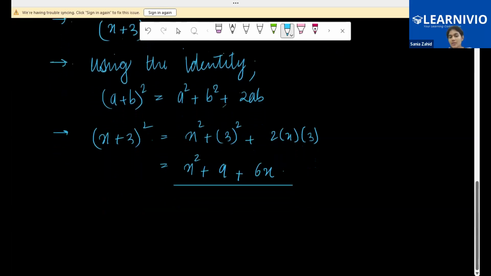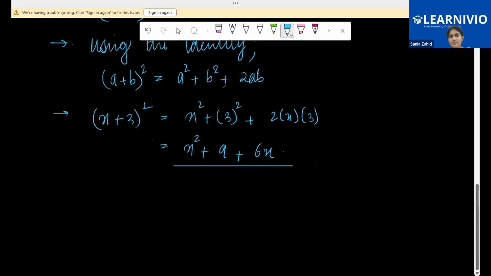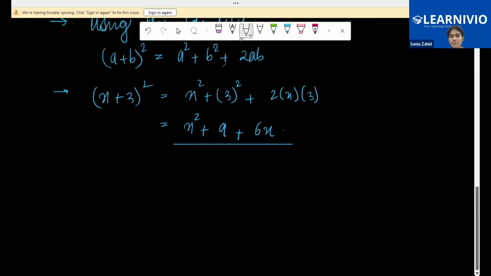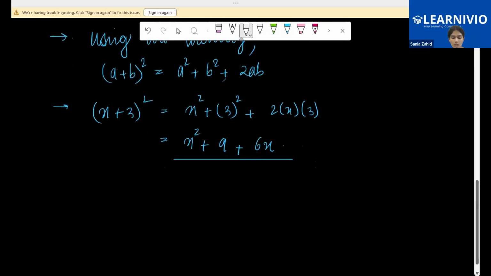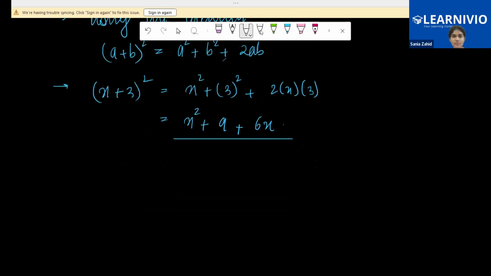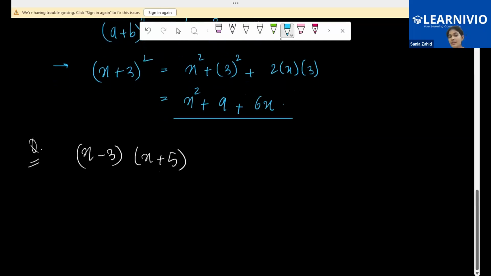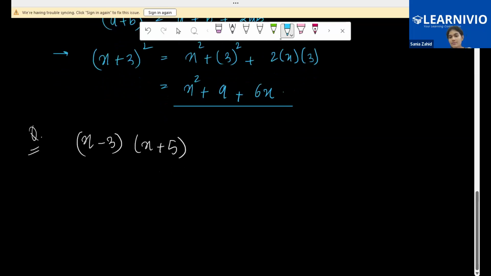Please tell me if you understand or not. Yes, ma'am. Okay. Abdullah and Hafsa. Yes, ma'am. Come to the next question. x minus 3 and x plus 5. Now again, you have to multiply it, but use the identity. So can somebody tell me which identity is this?